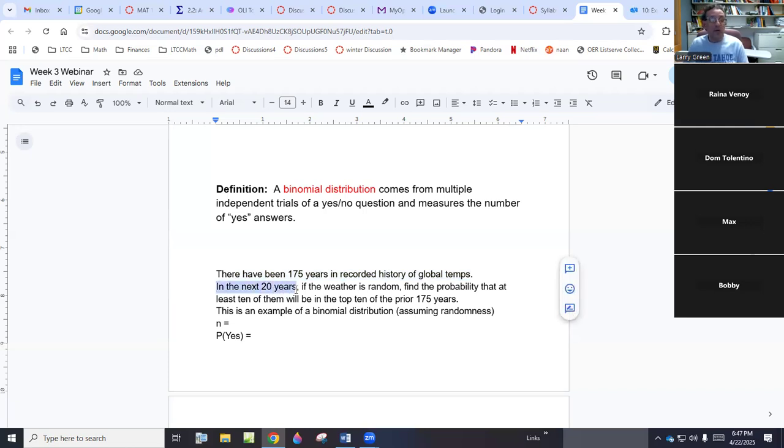So here's a question. In the next 20 years, so basically between now and 2045, if the weather is random, find the probability that at least 10 of them will be in the top 10 of the prior 175 years. Any questions on this question? Anyone confused about what this is asking?